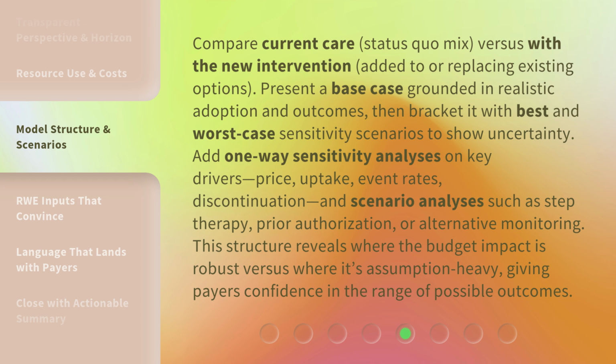This structure reveals where the budget impact is robust versus where it's assumption-heavy, giving payers confidence in the range of possible outcomes.